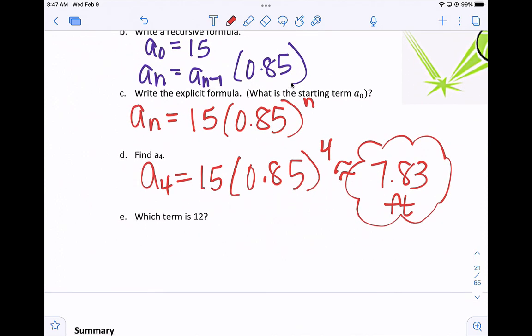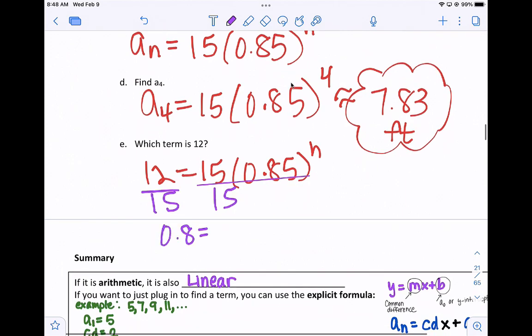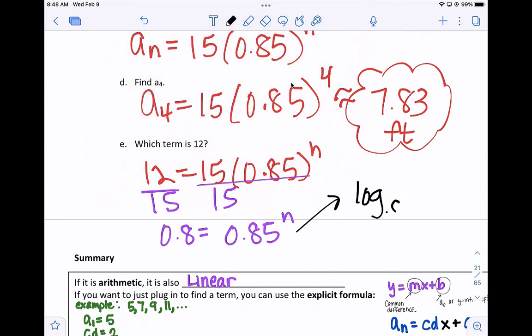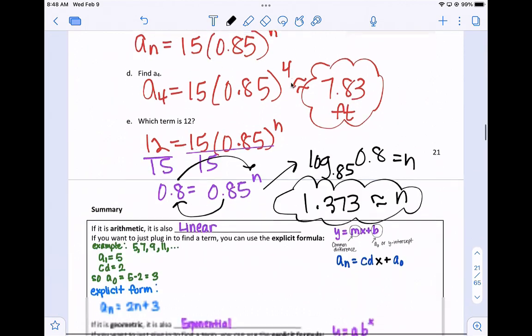Which term is 12? So when does it hit 12 feet is what it's asking. So 12 equals 15 times 0.85 to the n. Here you can use guess and check to solve. I'll use a log, so divide by 15. We get 0.8 equals 0.85 to the n power. You would log this, the base is 0.85. So log base 0.85 of 0.8 equals n. So n is about 1.373. So a little bit after the first bounce, it would hit 12 feet again.